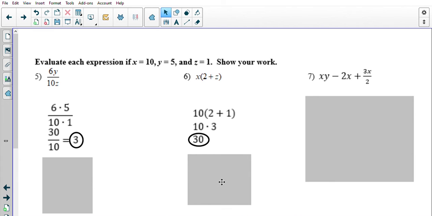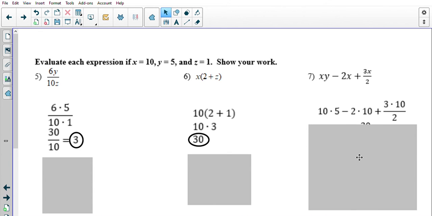Now, I can't say easy all along, so we see a problem like number 7, a little bit more challenging here. We've got xy, which is 10 times 5, minus 2x, which is 2 times 10, plus 3x over 2, so that's 3 times 10 over 2. So first thing, substitute. You can see that I did that here. Now, let's do our multiplication. 10 times 5, of course, is 50. 2 times 10, of course, is 20. 3 times 10, of course, is 30.